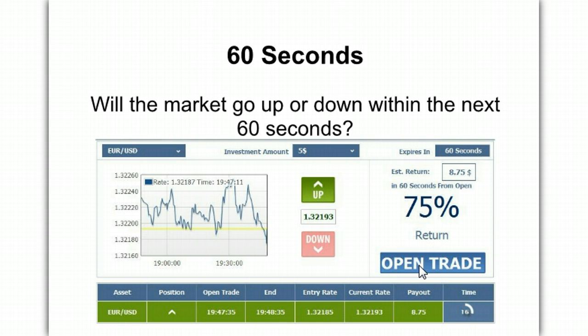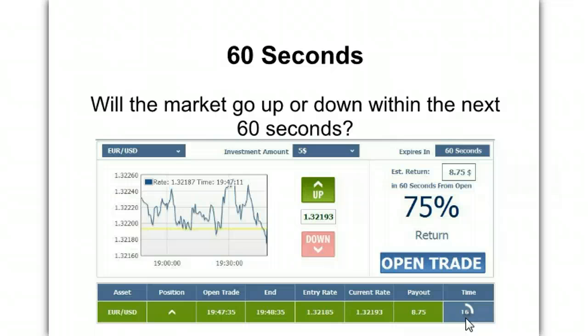In 60 seconds, and it has a little countdown right here, that is what matters, where the market is. And in this one, I selected the market would go up in 60 seconds. As you can see, I have 16 seconds left. My trade is in the money because it's green, but it could go straight down to the 1 second. And if it turns red, if it goes out of the money, the whole trade is out of the money.